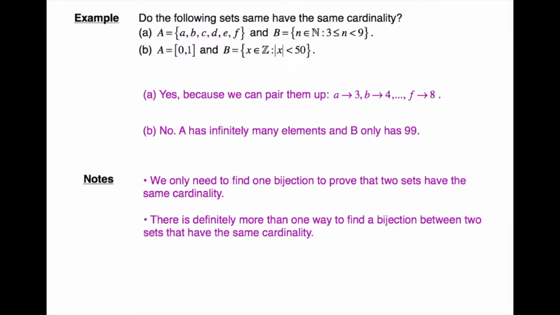And clearly there is definitely more than one way to find a bijection between two sets that have the same cardinality. We don't worry about finding two most of the time, but it's always possible. Typically, you could just switch the first two elements. So going back to example A above, we could say, okay, A is paired with 4, B is paired with 3, and then C, D, E, F are paired with what they were before. So that's a different bijection, but we don't need that. As soon as we find one, we're happy and we're confident that the two sets have the same cardinality.